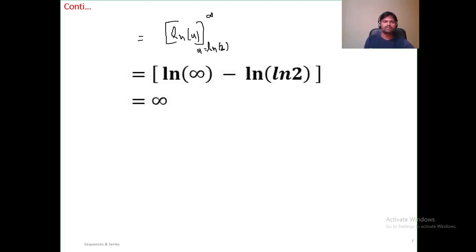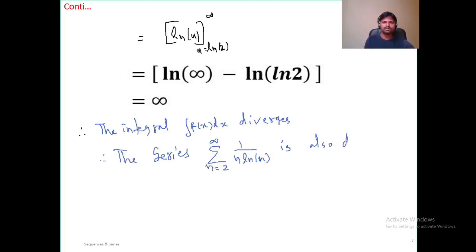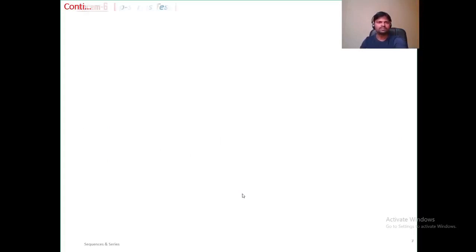So what is the conclusion? The integral of f of x dx diverges. Therefore the series diverges. That's it. So this is an example of divergence. Therefore this series diverges. Like this, I can conclude by using the integral test.